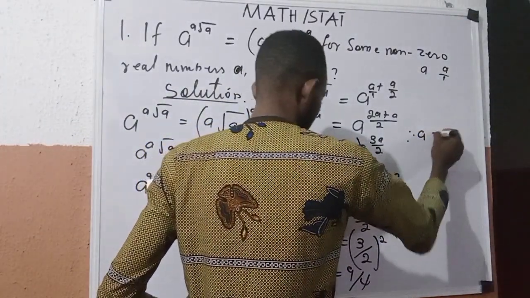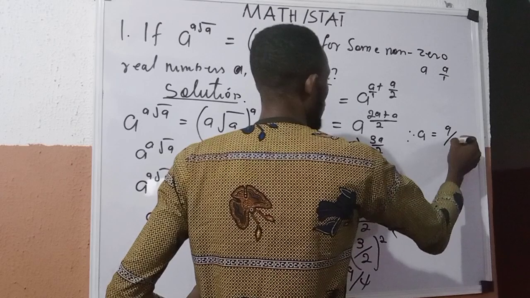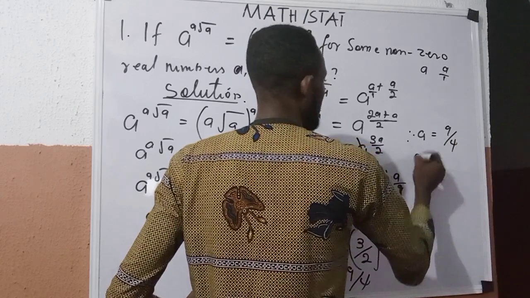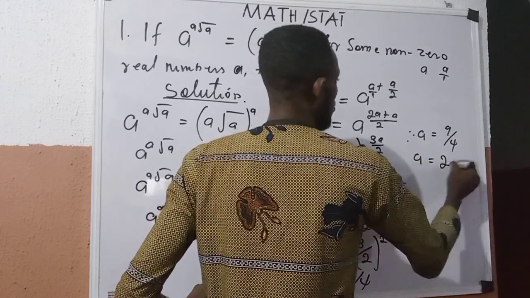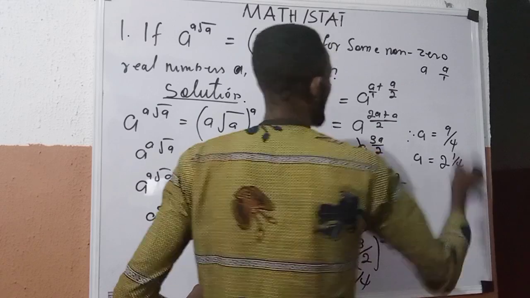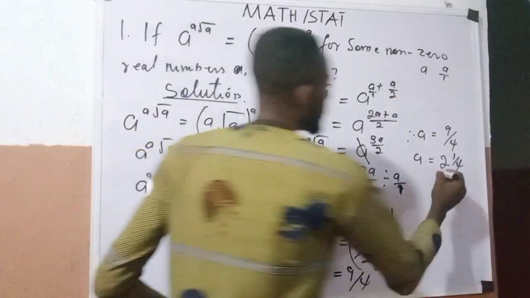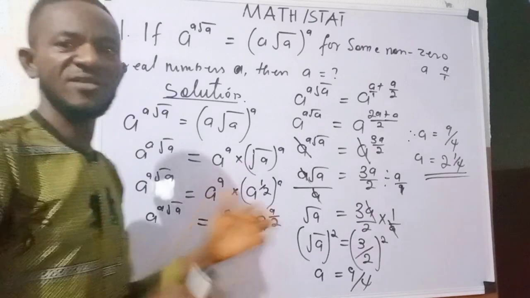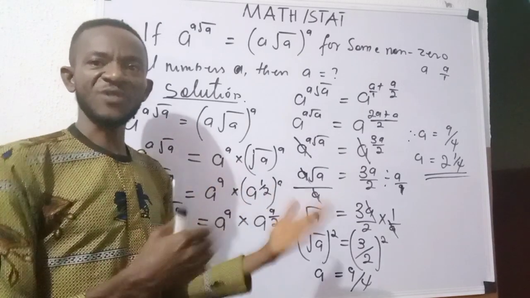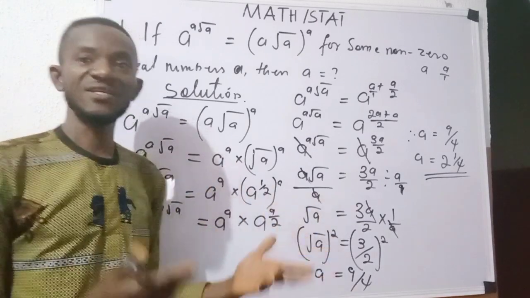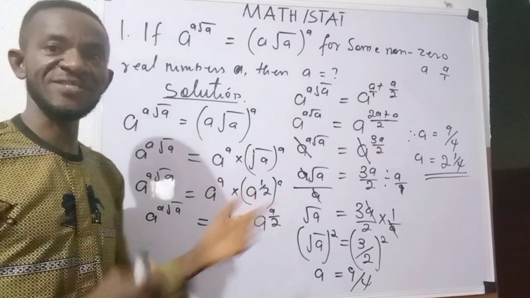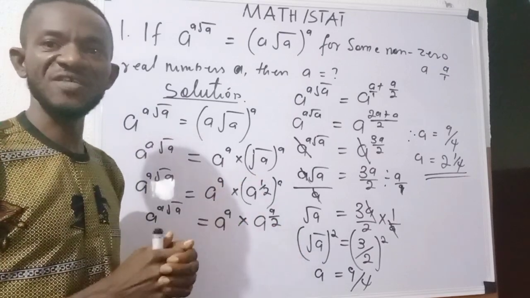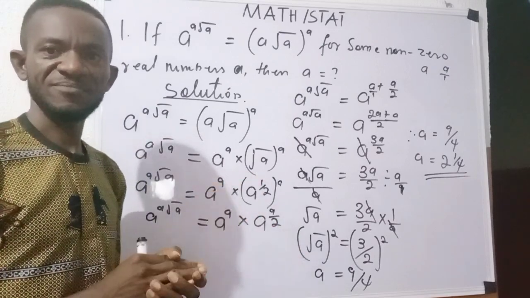Therefore our A is given as 9 over 4, which can as well be written as A is equal to 2 whole number 1 over 4. That is the value of A. You see the way calling up the laws of indices, the different laws of indices, went a long way to assisting us to get the value of this A effortlessly.